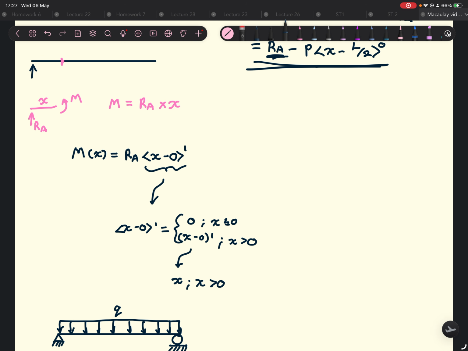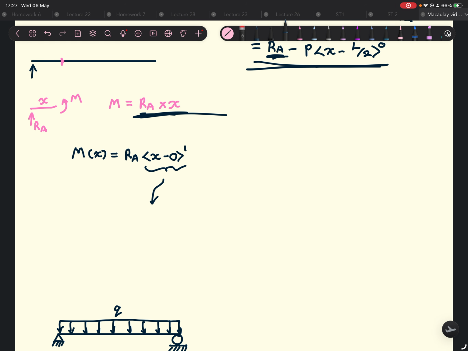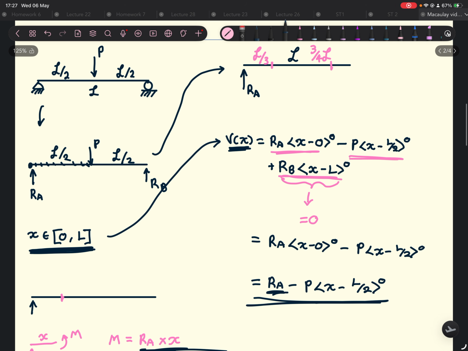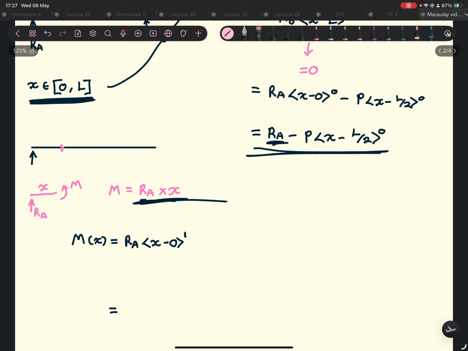So this thing over here checks out. This over here, that checks out. So if we simplify our Macaulay brackets, we're going to get RA times x. Okay, that's obviously not the full thing for the moment, that's just RA. Then we move over to P. So P acts at a distance L over 2. So we're going to get a very similar thing. We're going to get minus P, and then we're going to get x minus L over 2 to the power 1.